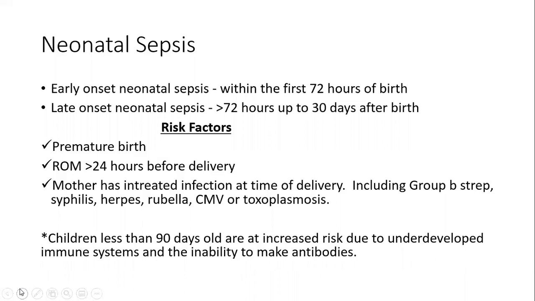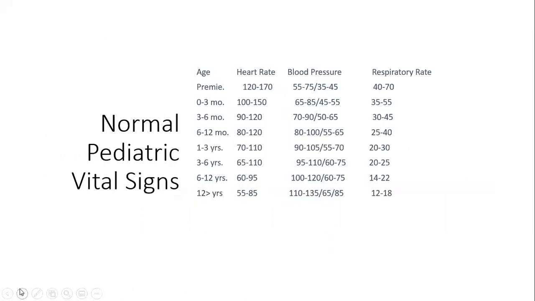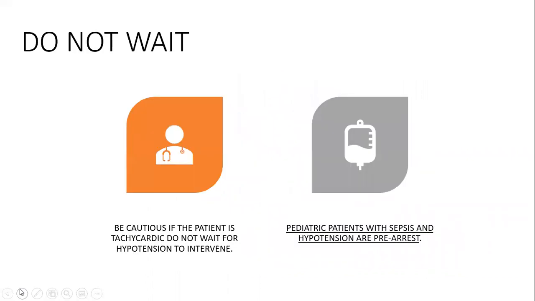Children less than 90 days old are at an increased risk due to underdeveloped immune systems and the inability to make antibodies. I thought I'd throw this in here. Of course, we've got guidelines for what the criteria is for sepsis, but make sure you're adjusting according to age and what their normal vital signs should be. Do not wait on these patients.